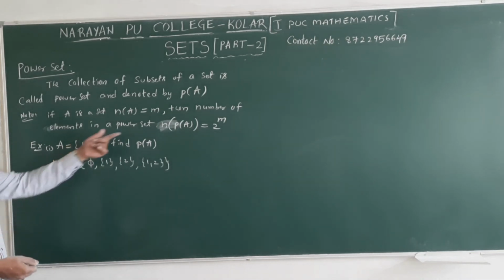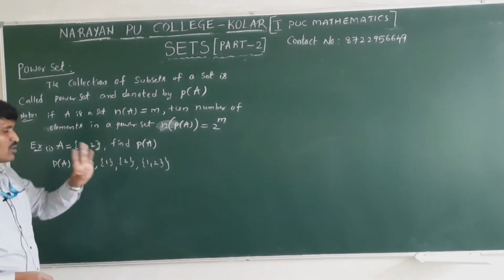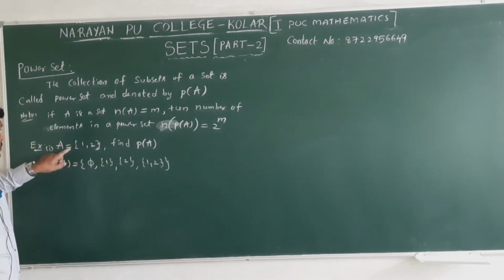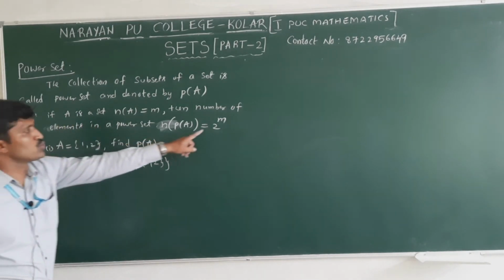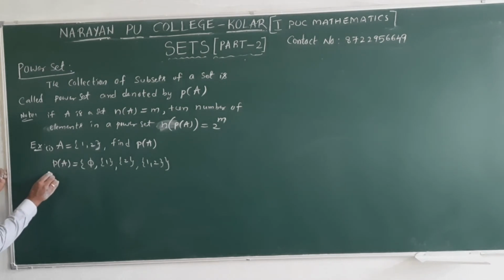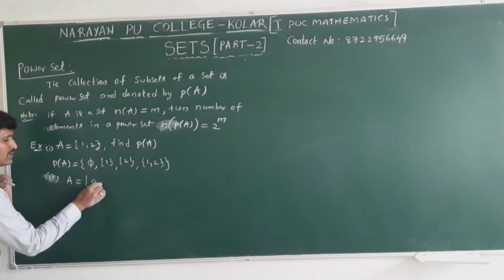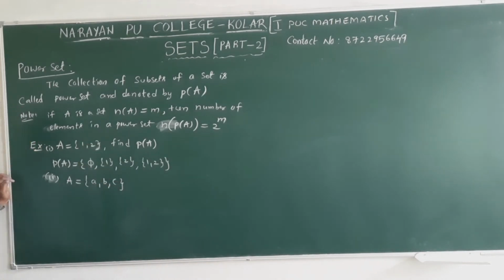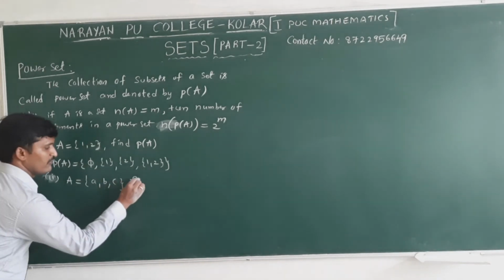You can check formula-wise also. Number of elements in P of A, how many? 4. The number of elements in A, how many? 2. Apply 2 squared, we will get 4. One more example I will take, you can understand easily. Second example: the set A is given as {a, b, c}. Find P of A.